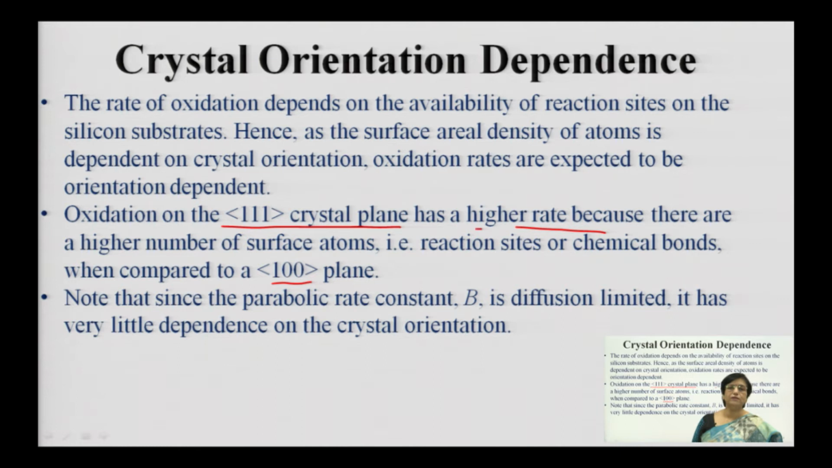If it is a 111 wafer, then your oxidation rate will be higher as compared to a 100 plane wafer. So, this you have to keep in mind. That means the rate of oxidation depends on the orientation of the crystals on the surface of the wafer. This is one of the first dependencies we have studied.